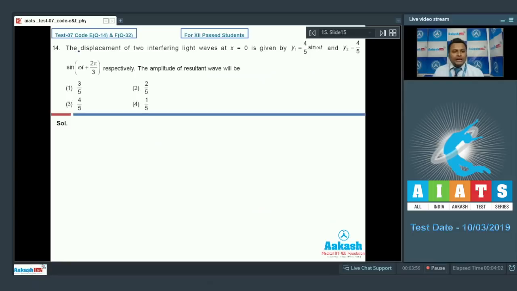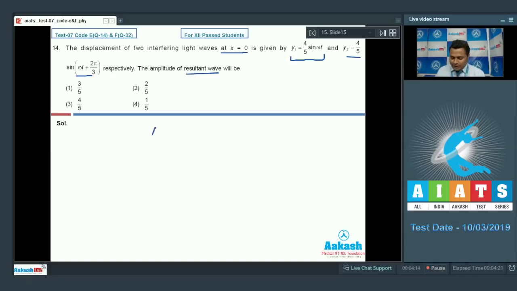So here is question number 14. The displacement of two interfering light waves at x equals 0 is given by y1 equals 4/5 sin omega t and y2 equals 4/5 sin(omega t plus 2 pi by 3) respectively. What will be the amplitude of the resultant wave?